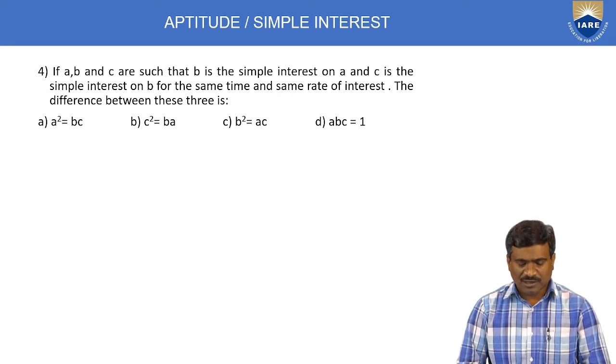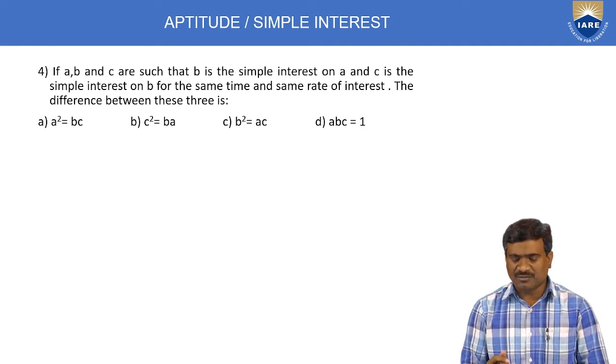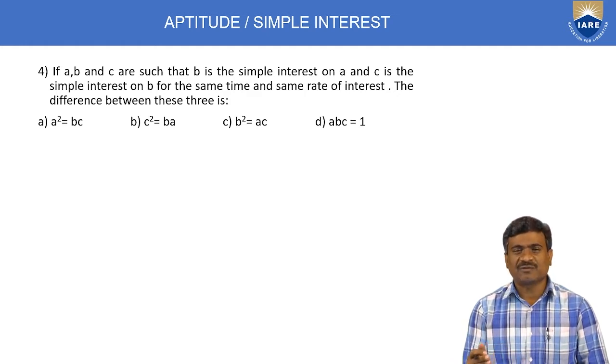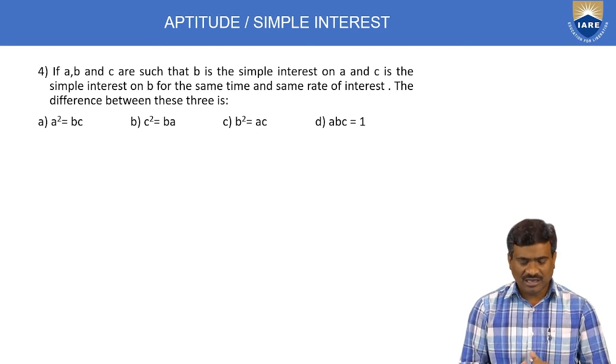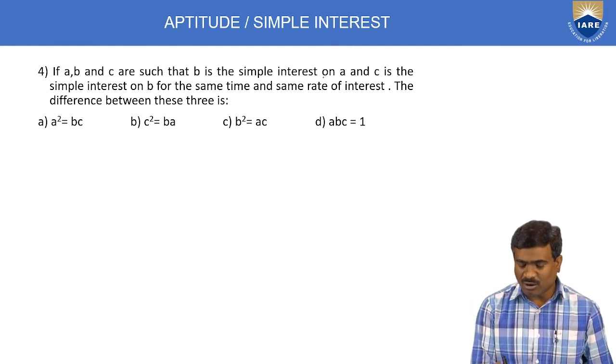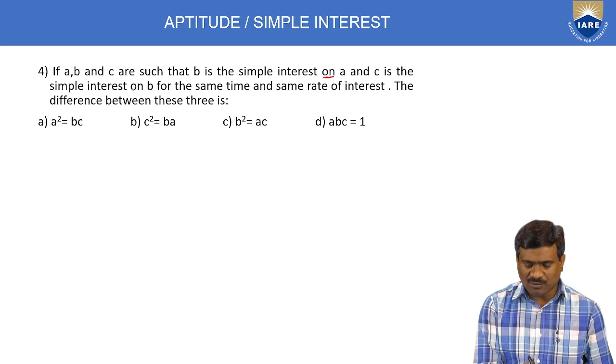If A, B and C are such that B is the simple interest on A and C is the simple interest on B for the same time and same rate of interest, then which of the following statements is correct? A square is equal to BC, B square is equal to AC, ABC is equal to 1. Here, underline indicates the principal amount.